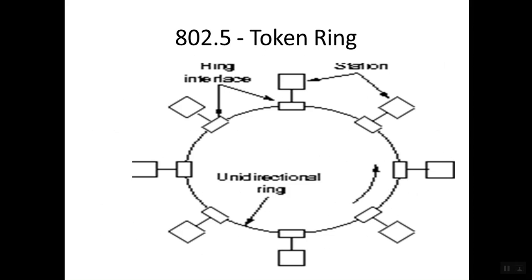So here you can see the interfaces. All the ring interfaces contain a 1-bit buffer. So the frame or bit coming into the interface will be copied into the buffer, and this bit can be inspected and modified by the station, and it can be transmitted out to the ring again. This will introduce a 1-bit delay in the network.